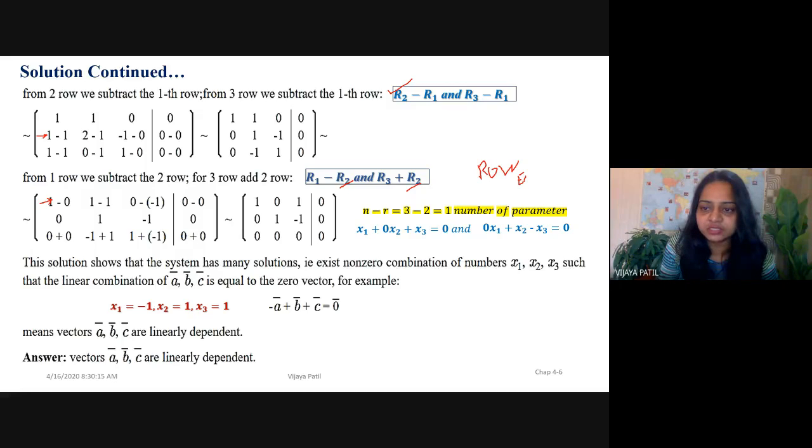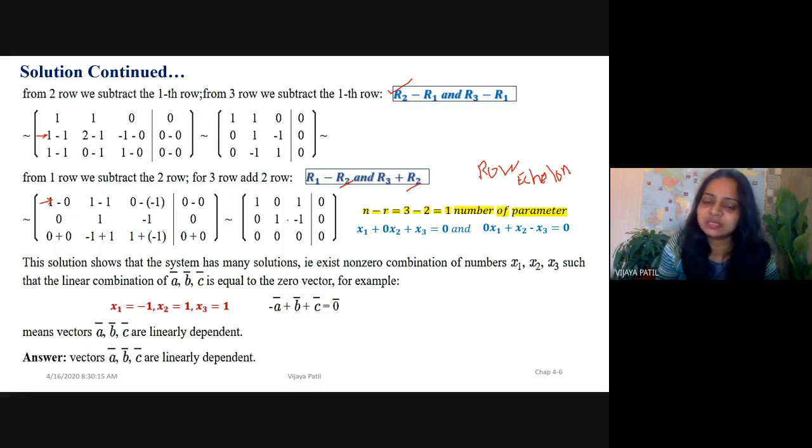Please bear with my handwriting. Echelon, let me just write this down. E-C-H-E-L-O-N. Few people are calling it echelon, or few are saying it's echelon form. So what is it? I have almost done with the echelon form, or I can say the reduction of this.